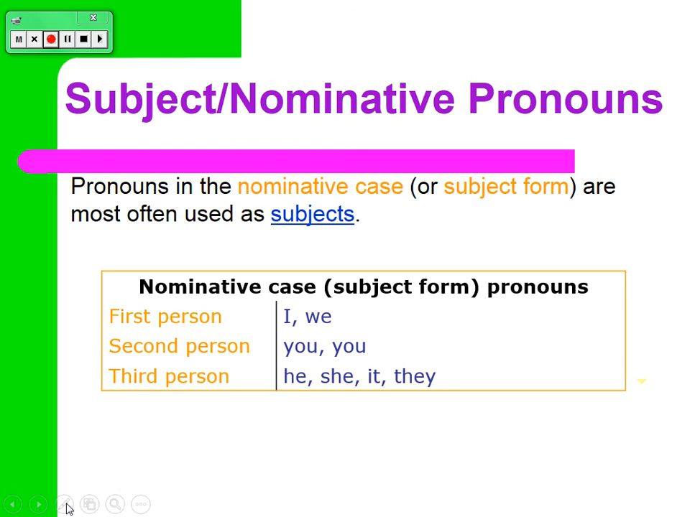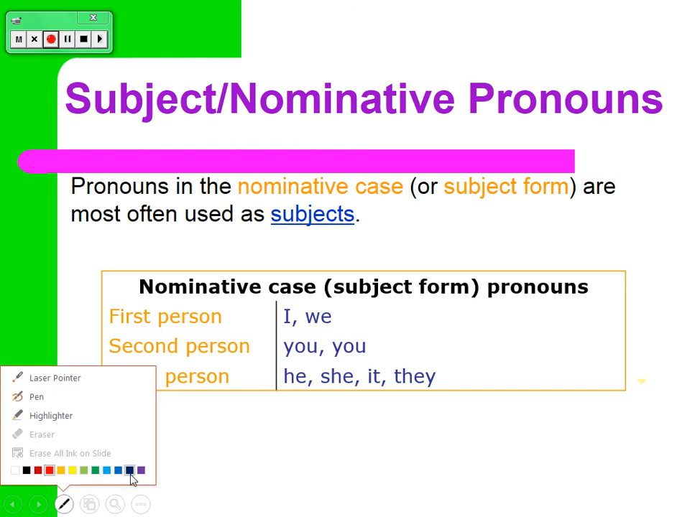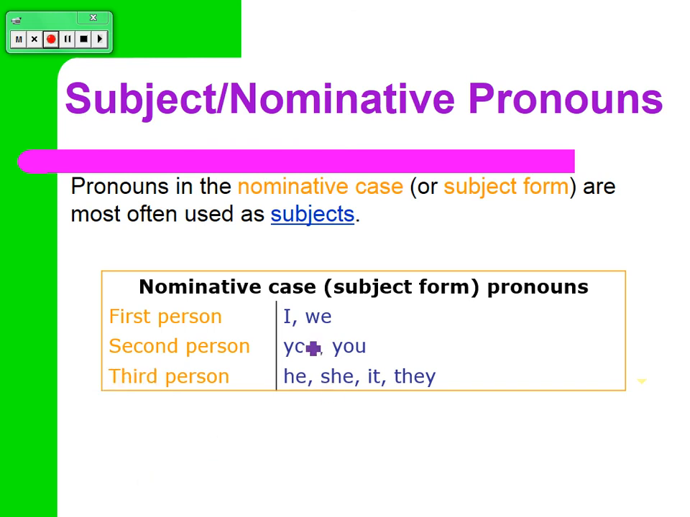Okay, so we are going to start with I. I is a singular first person pronoun. Okay? Second person, you is the singular second person pronoun. If I'm talking to just one person, I say you.